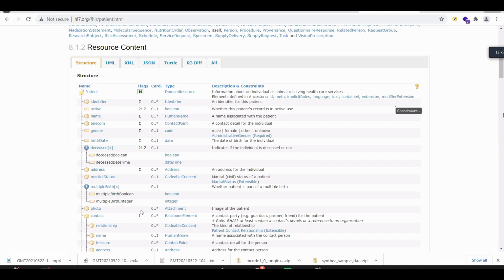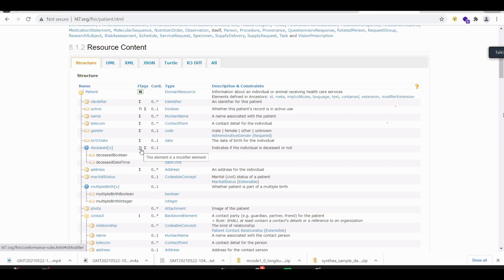That's why the flags which are modifiers are very important from the implementation point of view. If you are a clinical modeler, a business analyst, or a clinician, do pay attention to the modifier flags. You see, there is a modifier flag in active. There is a modifier flag in deceased also. Now, why is there a modifier flag in deceased?